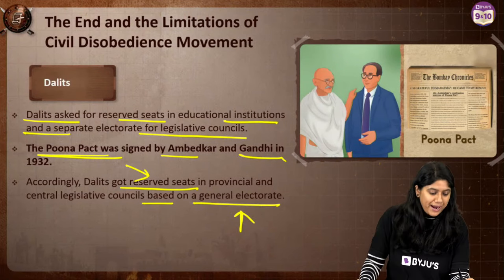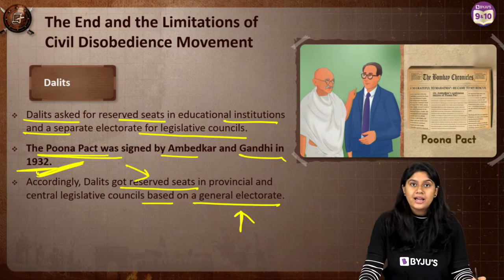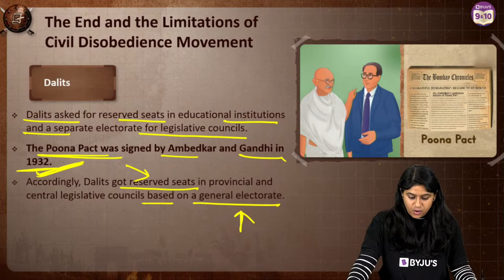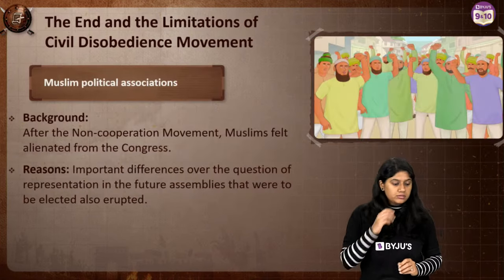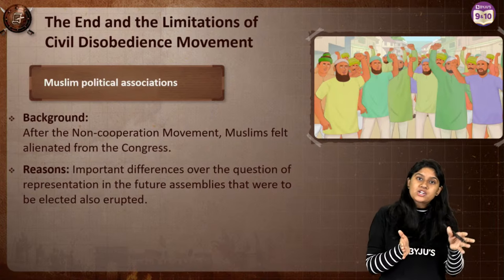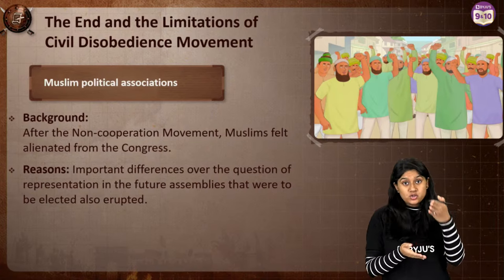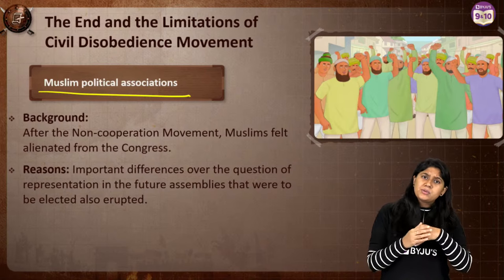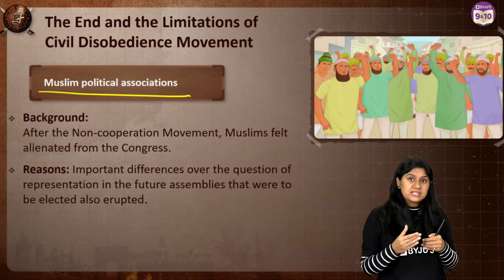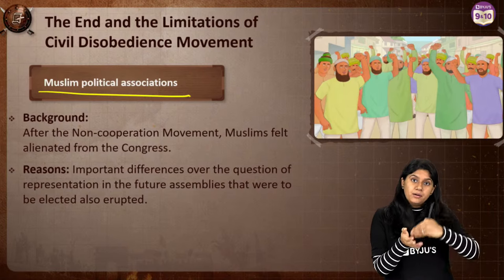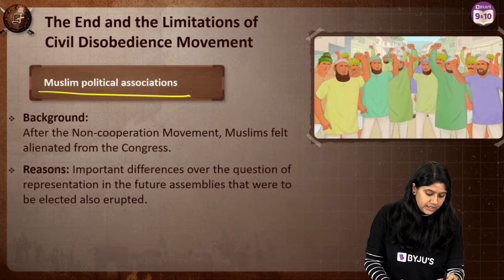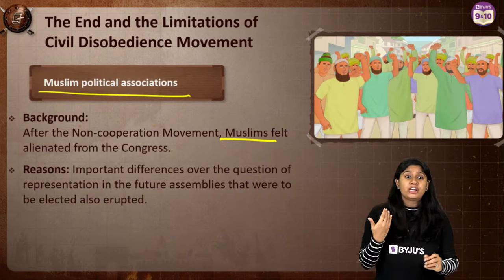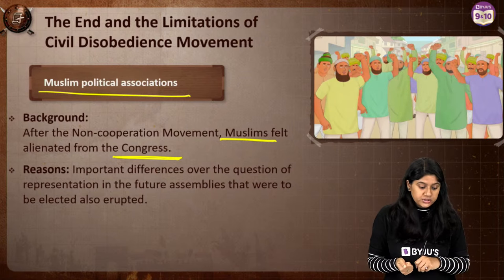Okay. So the Poona Pact was signed in the year 1932. Okay, everyone, are we clear with this? Now let's talk about a very important part. What was the other limitation? Unfortunately, the civil disobedience movement didn't get the support from the Muslim political associations or from the Muslim parties also. Again, for the same reason, they felt that the Congress never gave attention to the Muslims, right? They also felt that they were kind of ignored. So they never supported it, right?